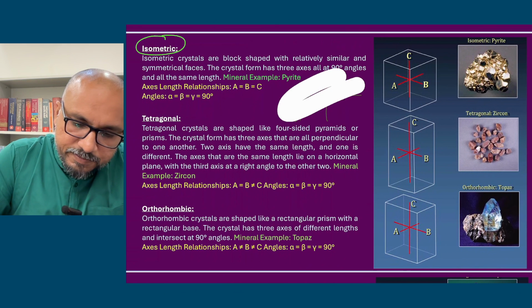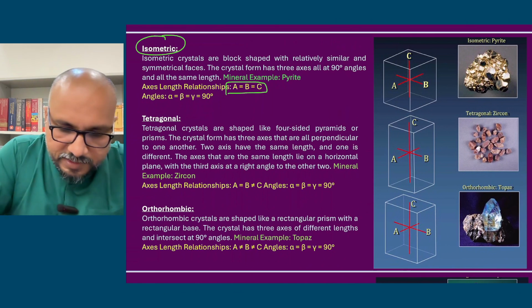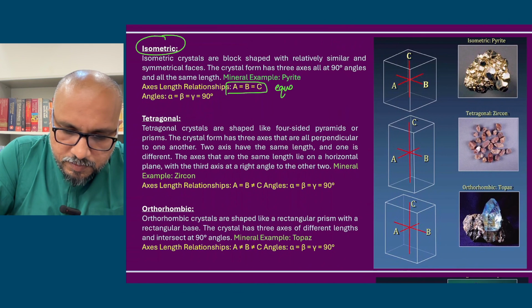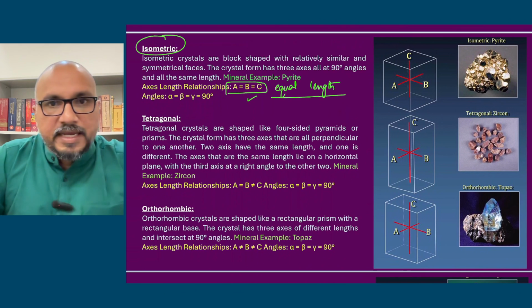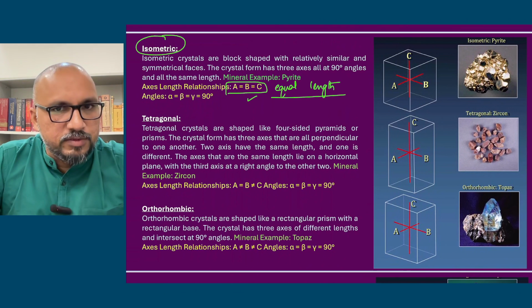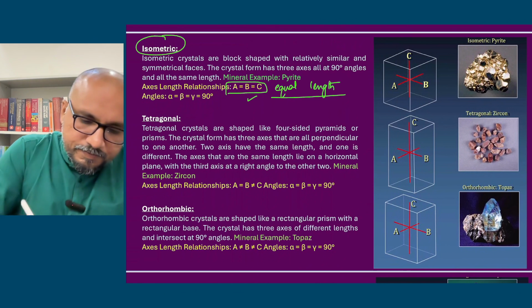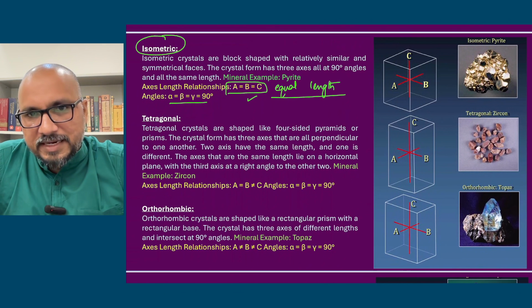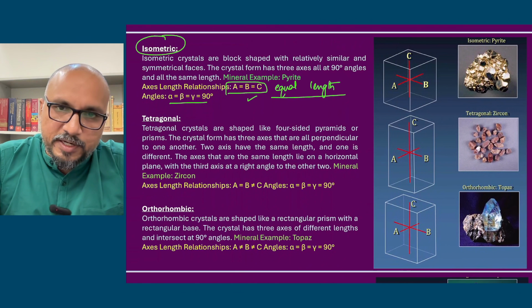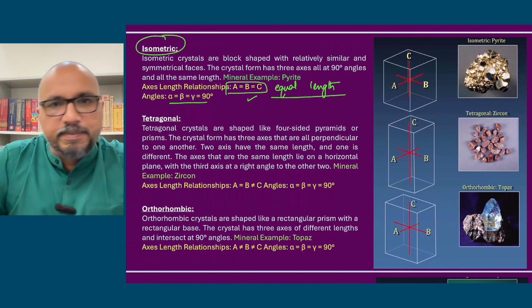Now in isometric system, here you can see these three axes ABC, they are of equal length. That is why we write A is equal to B is equal to C. You have to remember this, okay. In isometric system, all the three axes are of equal length. Then the angles between these three axes, that is alpha, beta and gamma, they are also perpendicular to each other. Alpha, beta and gamma, that is, the A, B, C axes are mutually perpendicular to each other.